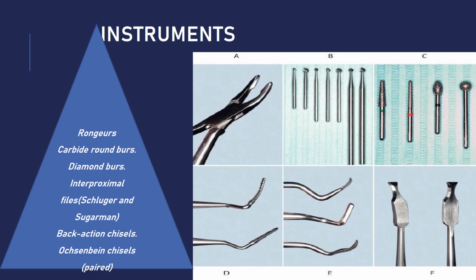Coming to the armamentarium, the instruments needed for osseous resective surgery: we have rongeurs, carbide round burs, diamond burs, and interproximal files. The Schluger file is the curved one, and the straight one is the Sugarman file. This is the back-action chisel, where the cutting edge is towards the back, and then there are the Oschenbein chisels, which come as a pair, one to each side, mesial and distal. So these are the instruments needed for resective osseous surgery.